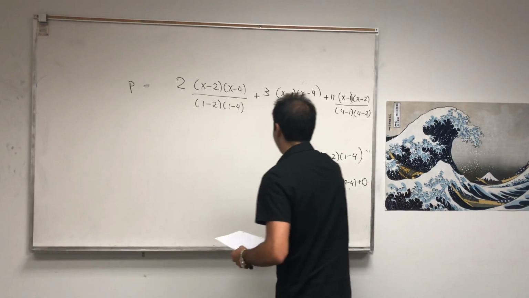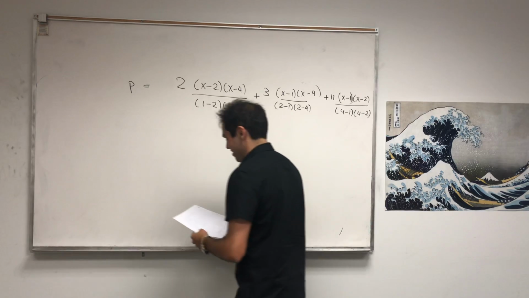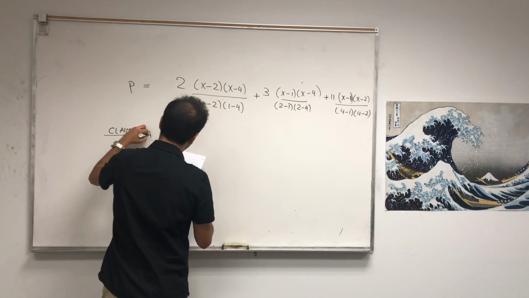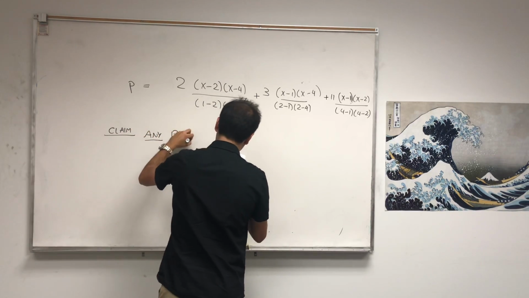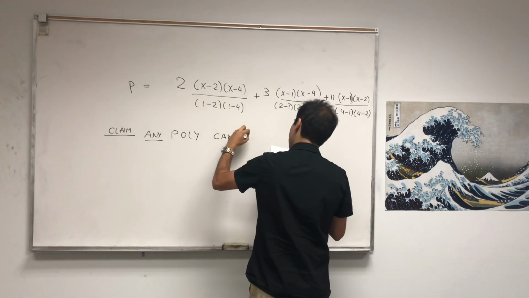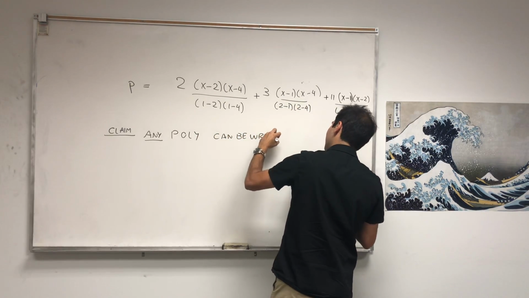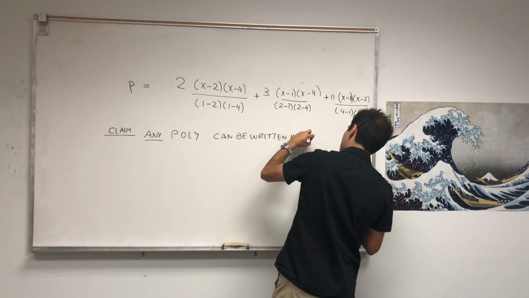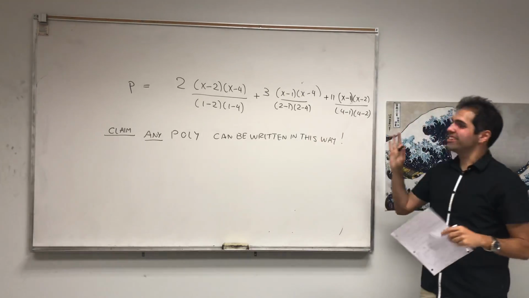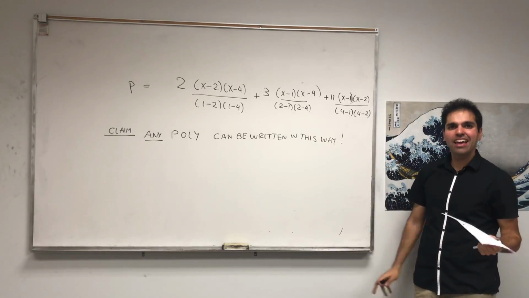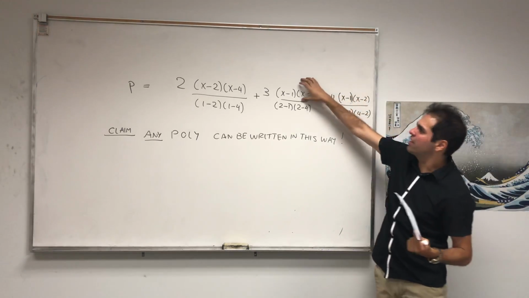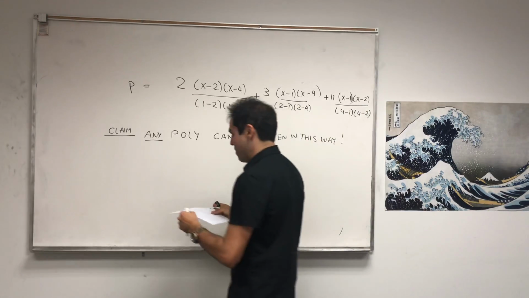And this is where awesome linear algebra comes in. So claim: any polynomial, in fact, can be uniquely written in this way. So it's interesting. The question was, can it be written in this way? It's a question about span. But let's show the opposite. Let's actually show that those polynomials are linearly independent.